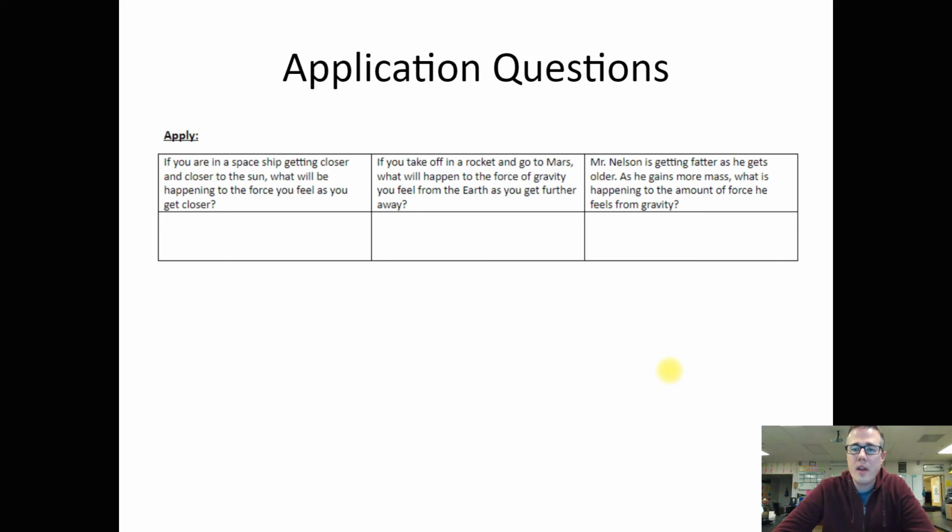The last one says, as Mr. Nelson is getting fatter, as he gets older, he gains more mass. What is happening to the amount of force I feel from gravity? Well, the amount of mass is the other thing that affects the amount of force from gravity. So more mass, more force. I'm feeling more press on the Earth as I get older and fatter.